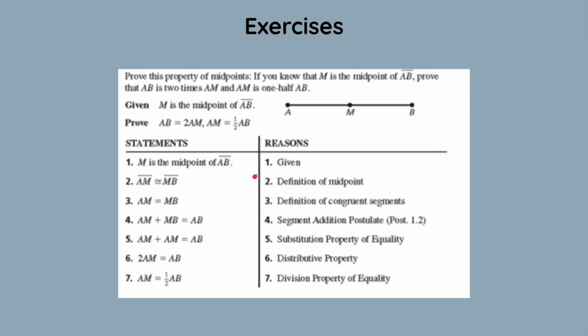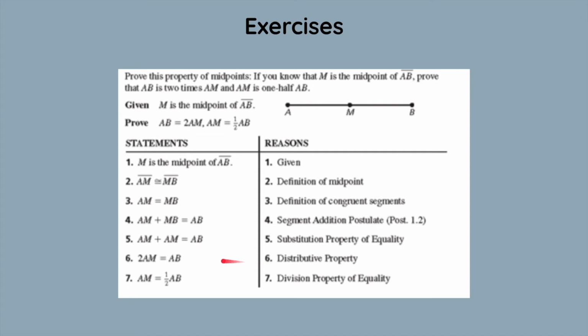Then based off of the definition of midpoint, we can see that segment AM is congruent to MB. Next, by the definition of congruent segments, we can see that AM equals MB. From the segment addition postulate, we can see that AM plus MB equals AB. The substitution property of equality allows us to write AM plus AM equals AB.